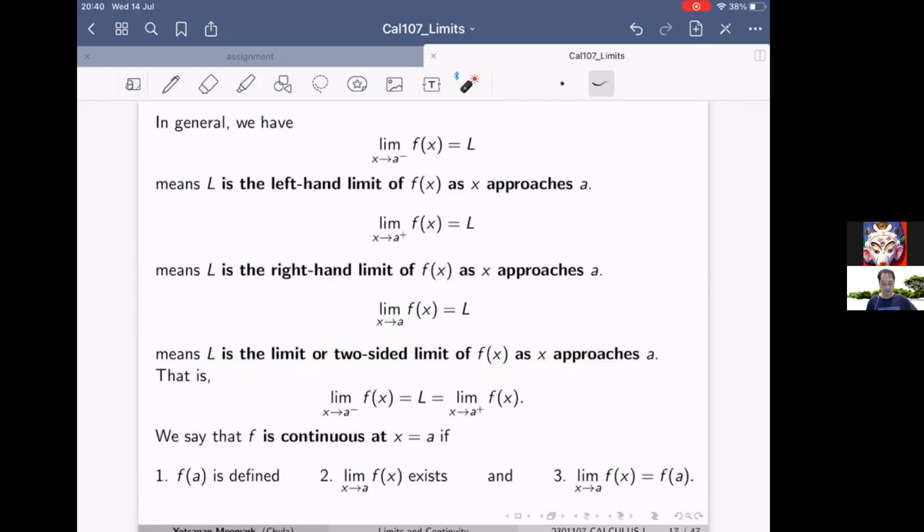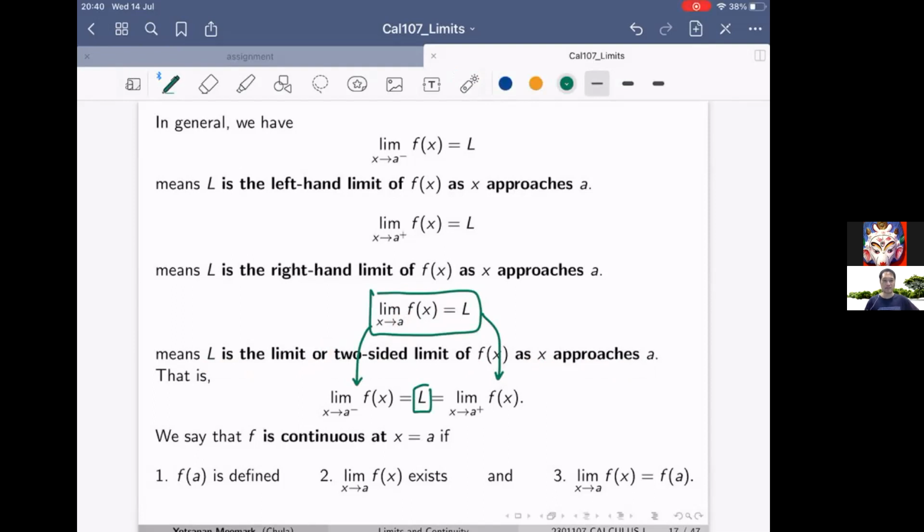So if this one equals to L, then it really means that the left hand side and the right hand side will equal the same number L, like that.